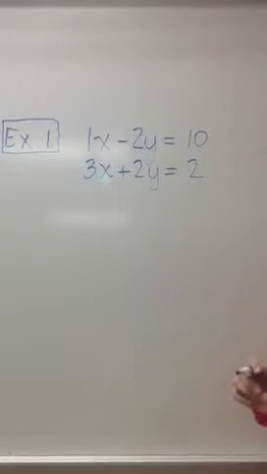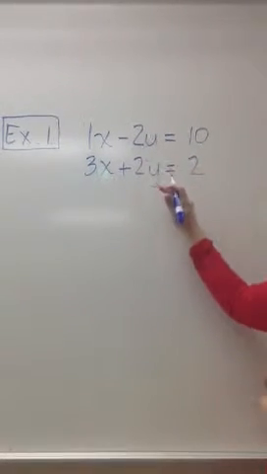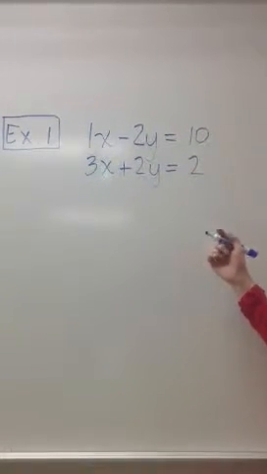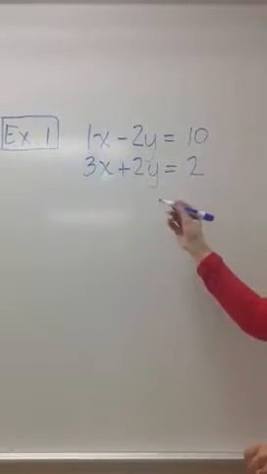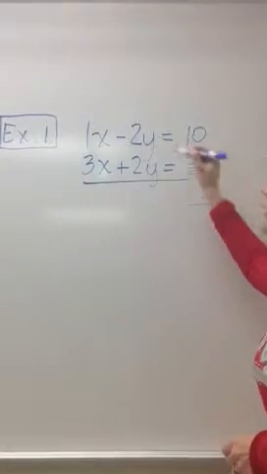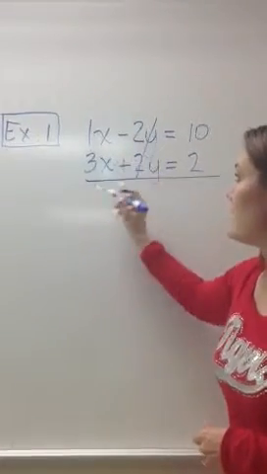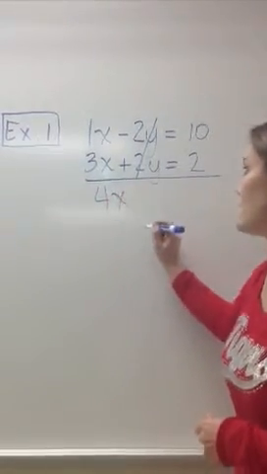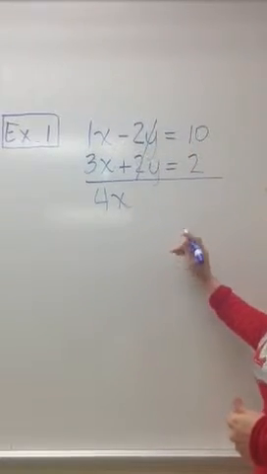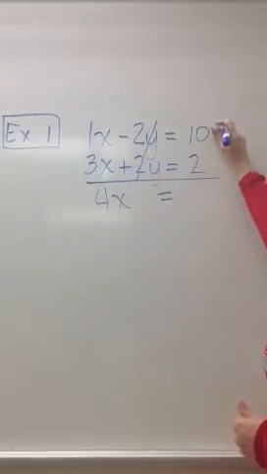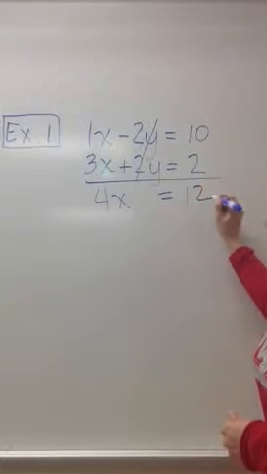They'll cancel out. So if you have the additive inverses already, to do the elimination process, we're going to add the equations together. And when we add them together, the y's are eliminated. 1x plus 3x is going to give me 4x's. Like I said, we've eliminated the y. And over here I have 10 plus 2, which gives me 12.